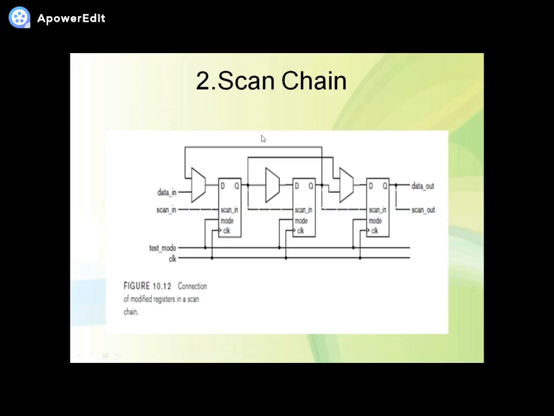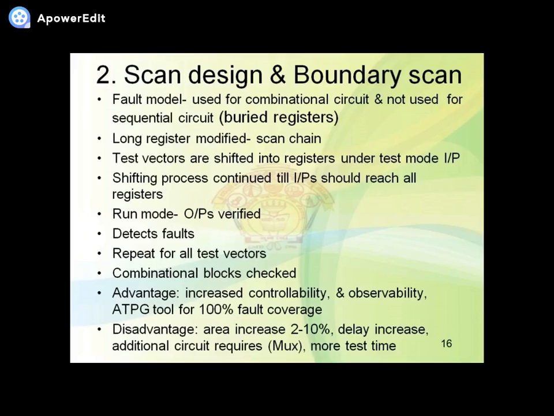Another condition is the test mode condition. We have to apply the test mode condition, and at that particular clock we are going to check the output. So this is used for testing the combinational circuit. This technique is used for sequential circuit testing as well as combinational circuit testing. Shifting will be done until the input reaches all the registers, and then we have to apply the run mode so that we get the output.